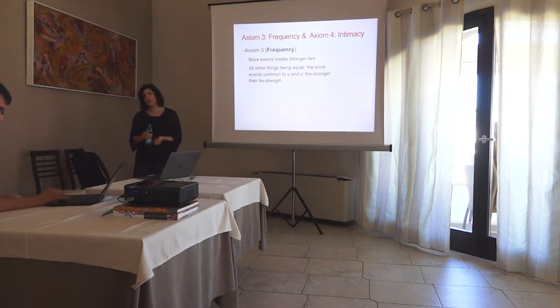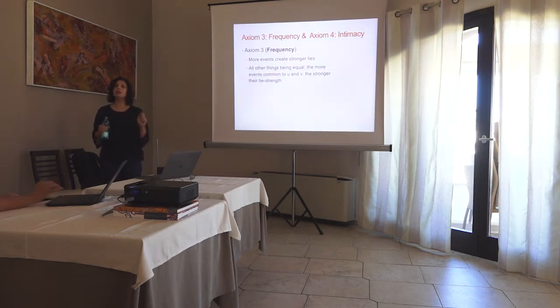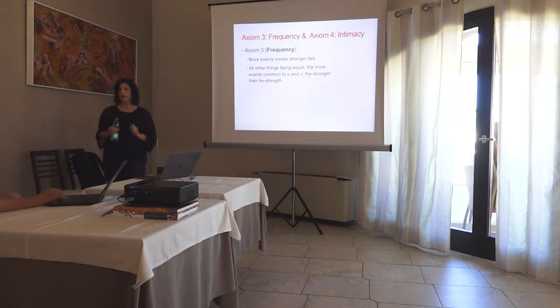The next one is frequency and intimacy. And in fact, this is why there's a cottage industry of tie strength measures. Frequency says more events will create stronger ties. So the more I see you, the stronger my affection is to you. Now, if you talk to a sociologist, they say it's not just frequency, it's that I see you and I have a good time, right? Which makes sense, right? So if I see you and I don't have a good time, my tie strength with you is going to go down. But we're assuming that if I see you and I don't have a good time, then I try not to see you again, right? And so the frequency is going to go down anyway.